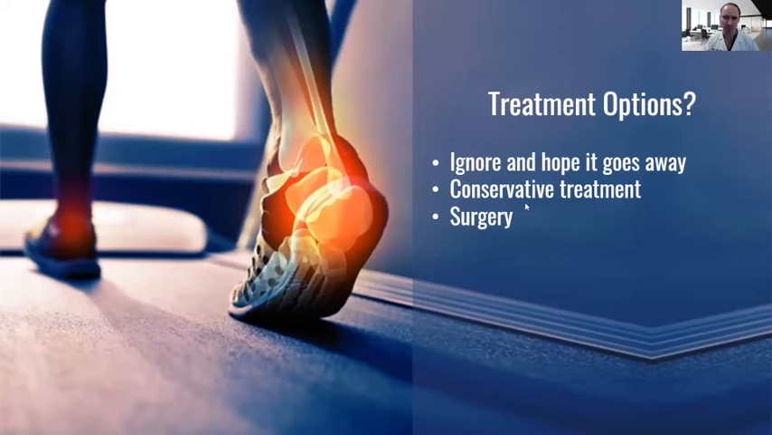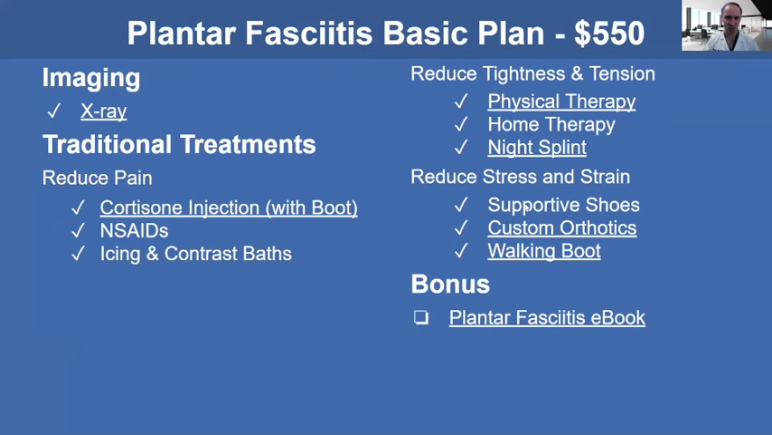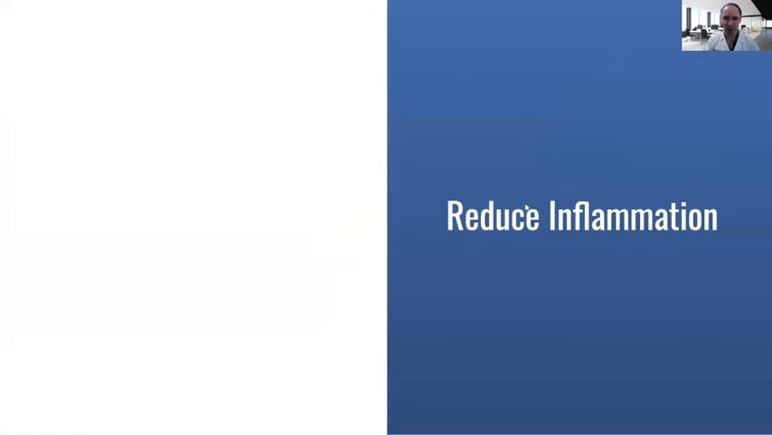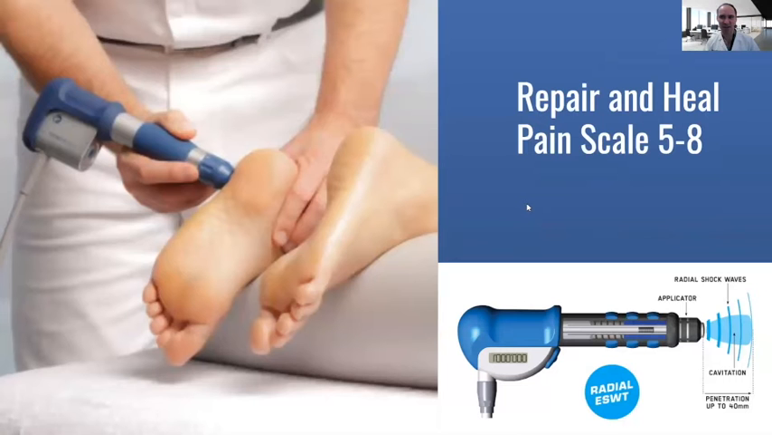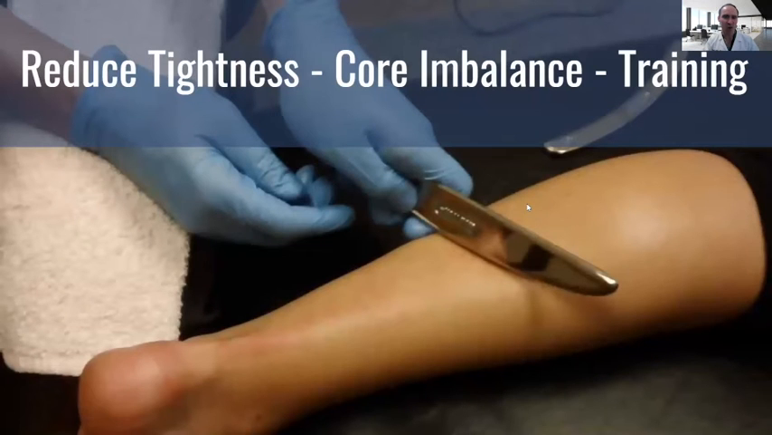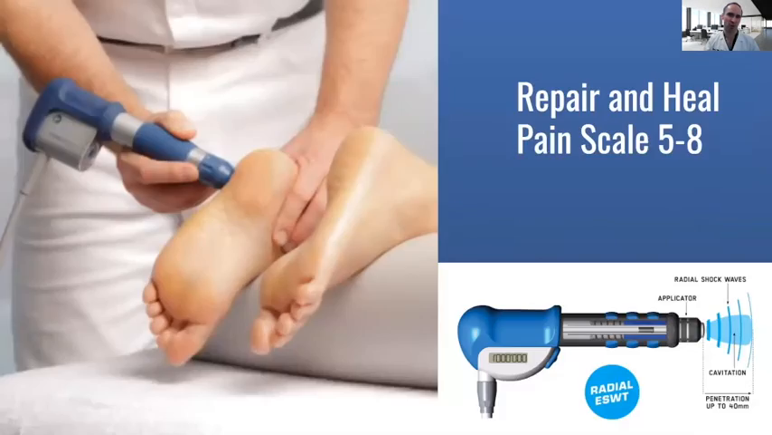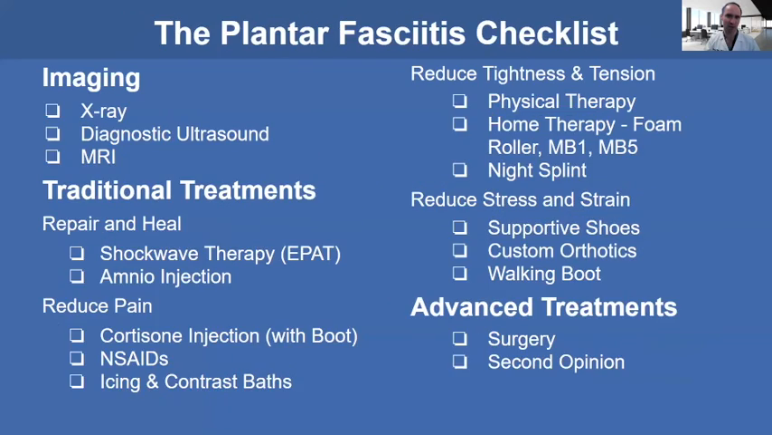And then you have the conservative treatment. Okay, that's what we're going to do today. This is where I show my checklist. Now, I used to show people pictures, and I can show them. They're right in here, actually. Reduce inflammation, shockwave, amnio, reduce tightness. Now, I used to do this, but it was way too much. So I stopped doing it. So I don't recommend doing it.